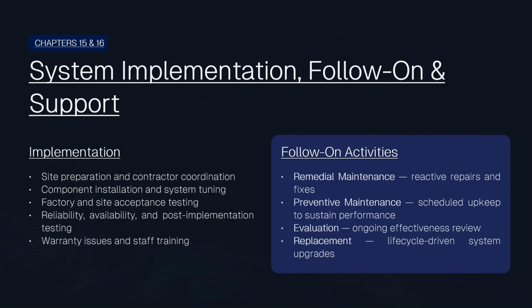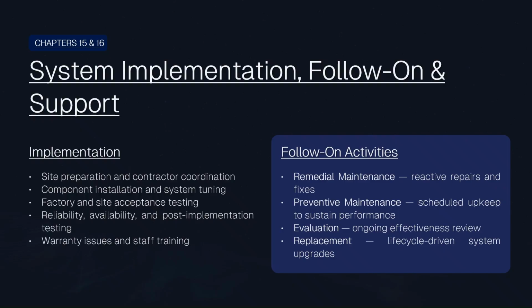Before a system becomes fully operational, it undergoes factory and site acceptance testing. These tests confirm that all components function according to specifications and that the system performs reliably under operational conditions. Additional steps include reliability verification, post-implementation testing, warranty management, and staff training, all of which ensure that the system operates smoothly and that personnel are prepared to manage it.